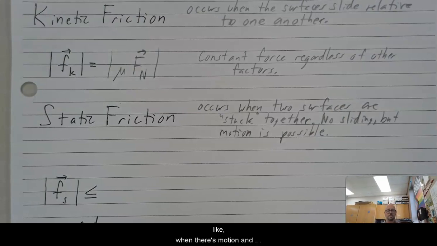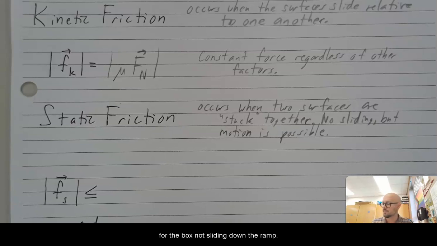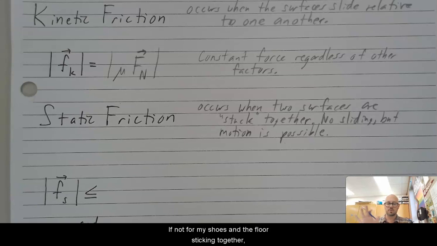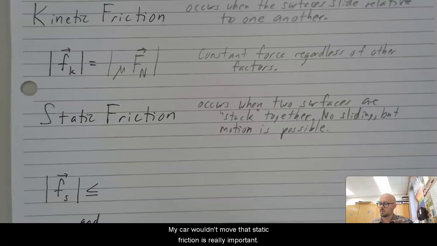Let me give you an example of when there's motion and when there's static friction. Before we get to that, maybe we'll just go with no motion. If I set a box down on a ramp and it just sits there, well, static friction is responsible for the box not sliding down the ramp. However, when I walk around the room, static friction is essential to my success in walking. If not for my shoes and the floor sticking together, I would be sliding everywhere. And so that sticking process is important for me walking and also important for driving. If the tires didn't stick to the road and grip it, then my car wouldn't move. That static friction is really important.